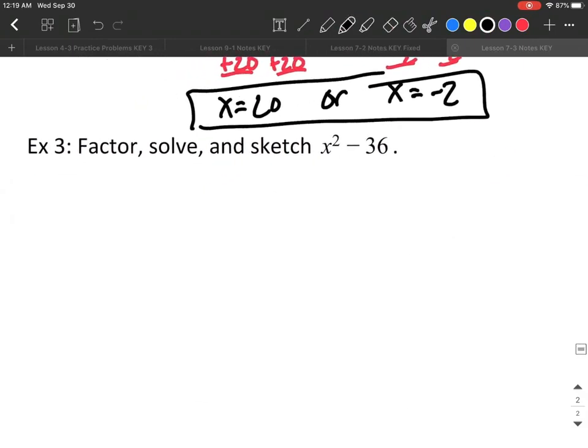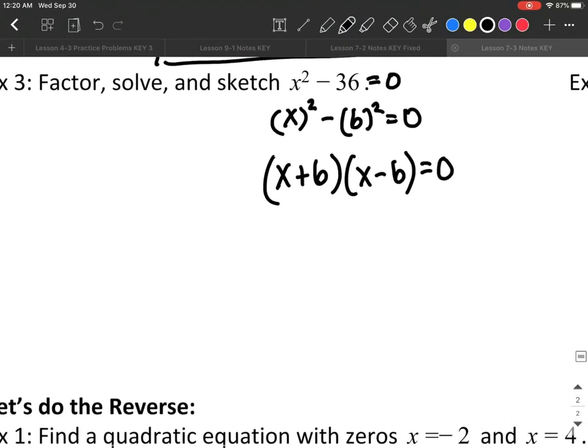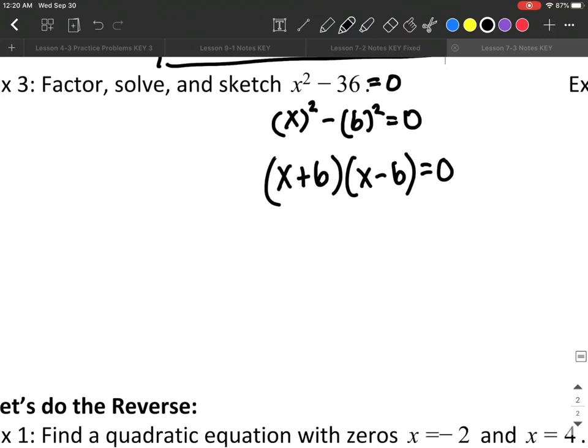All right, let's try example 3. So I have x squared minus 36 is equal to 0. I want to factor, solve, and sketch. I know that this is the difference of two squares, and I want to know, well, what is being squared in the first term and the second term. So I know I have x to the second power minus 6 to the second power is equal to 0. So that means that in my factored form, I have x plus 6 times x minus 6 is equal to 0.